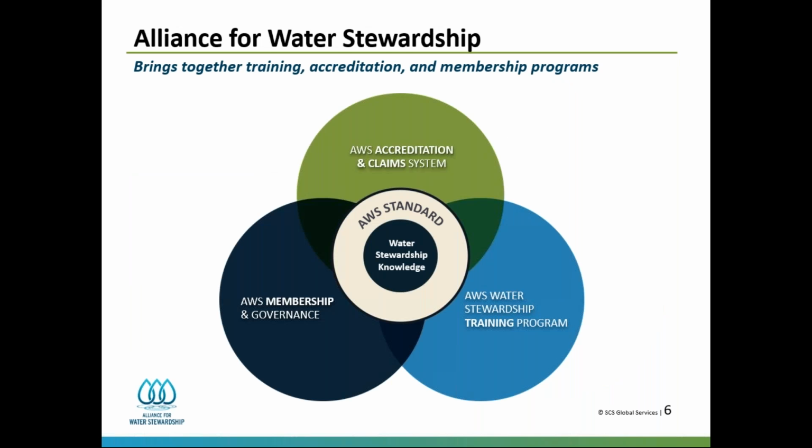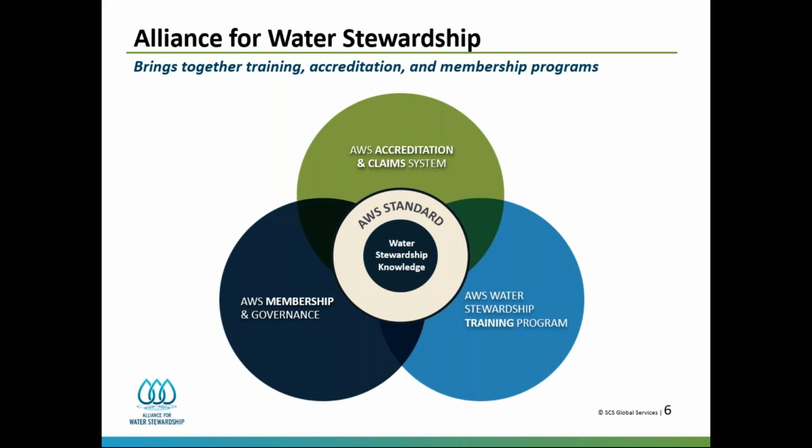So the AWS standard is really the heart of the Alliance for Water Stewardship, but it's importantly supported by 3 key programs. These are intended to enhance credibility, build capacity, and provide for shared ownership in the system. On the top, the AWS accreditation and claims leads to credibility amongst individuals working in the world of water stewardship, as well as for sites that are applying and implementing the AWS standard.